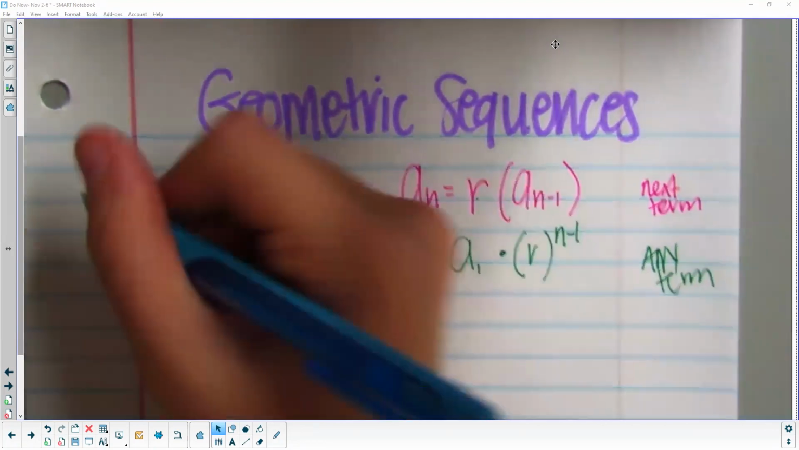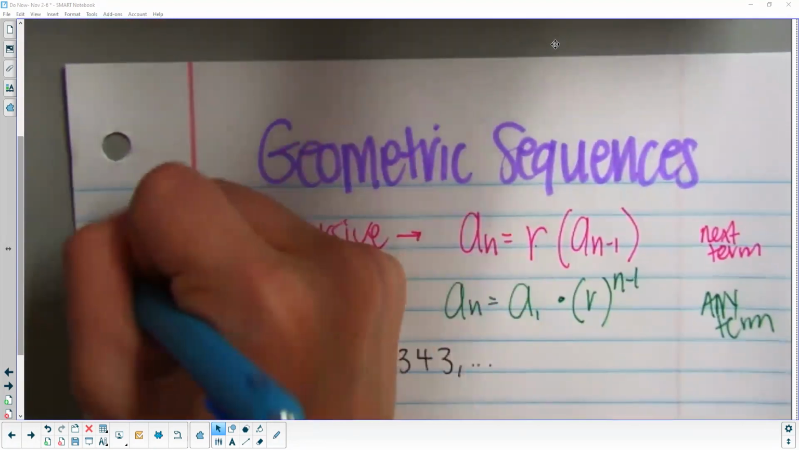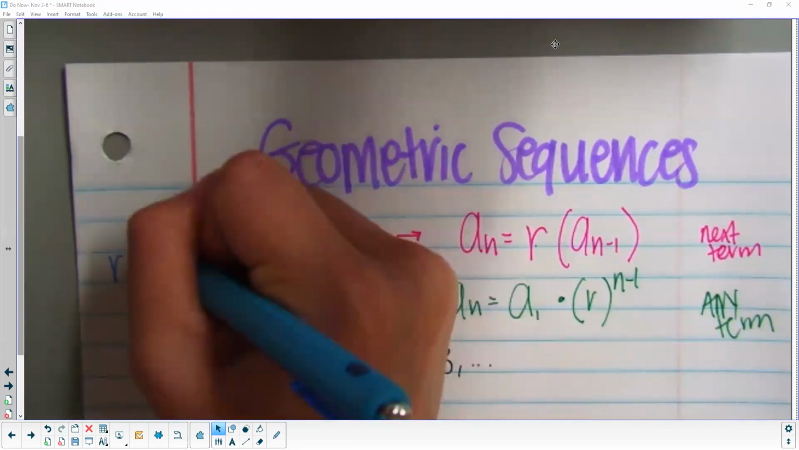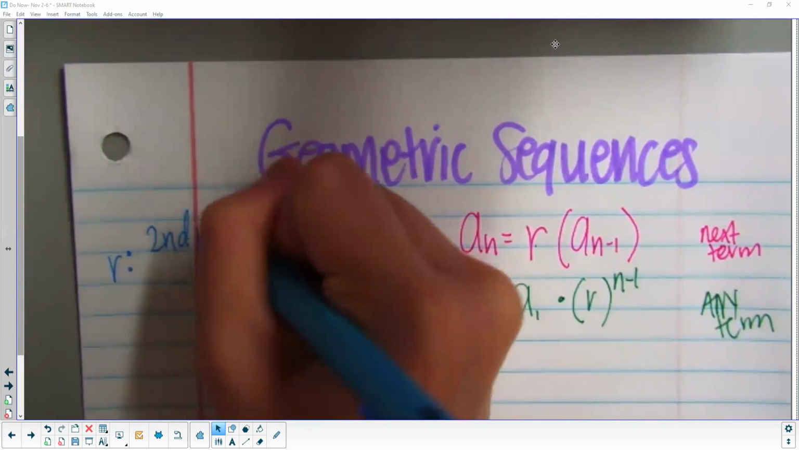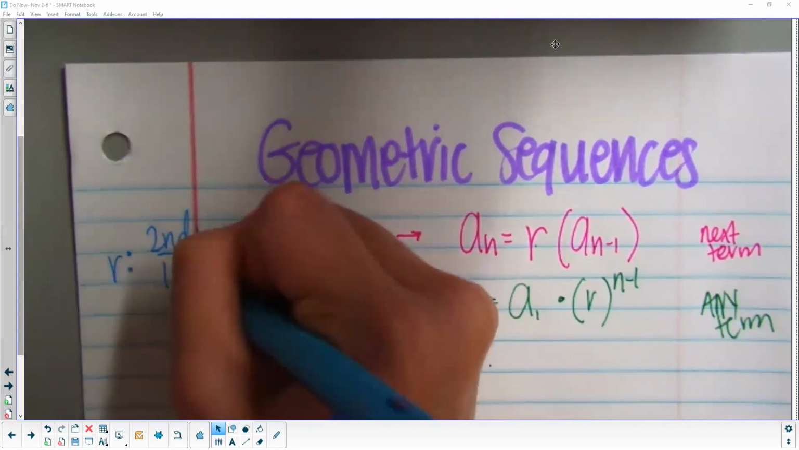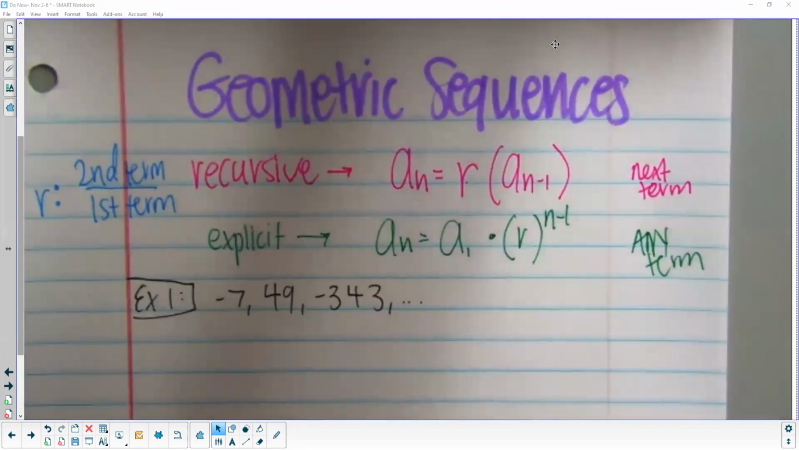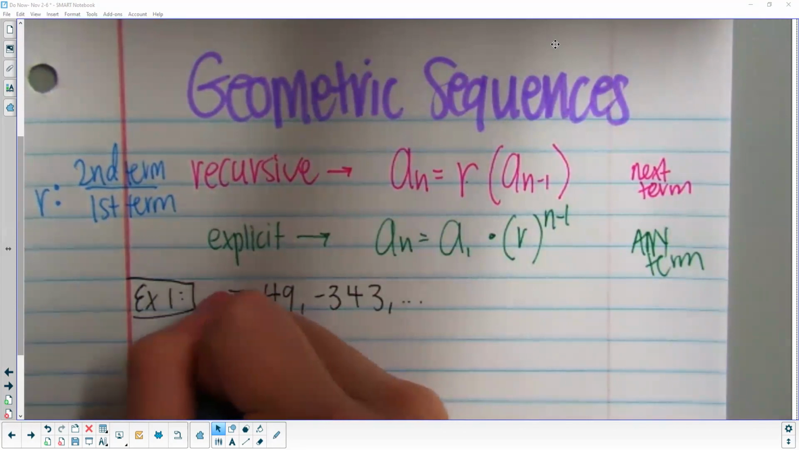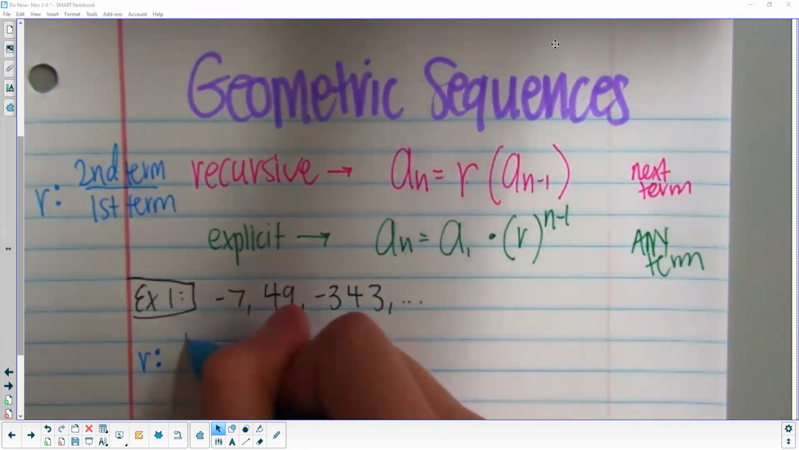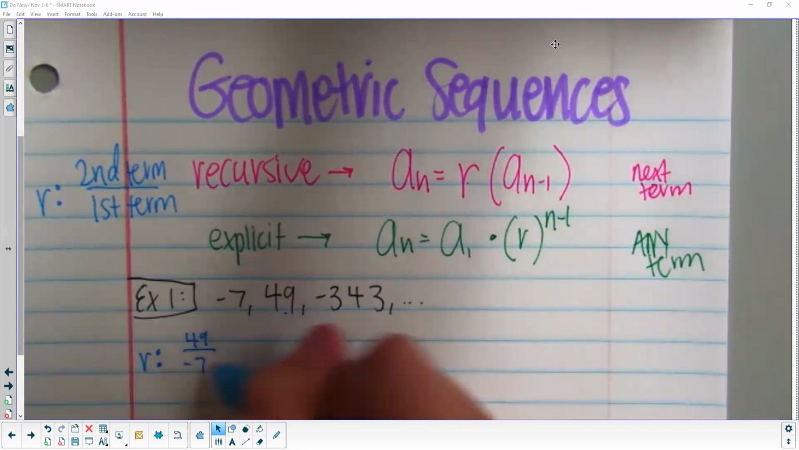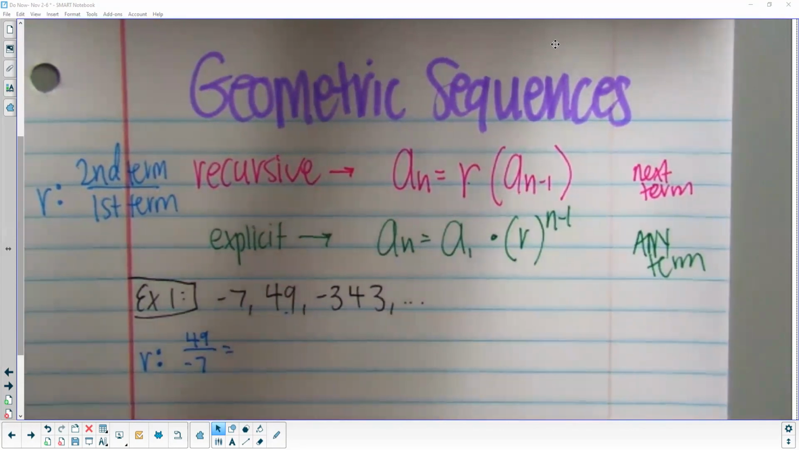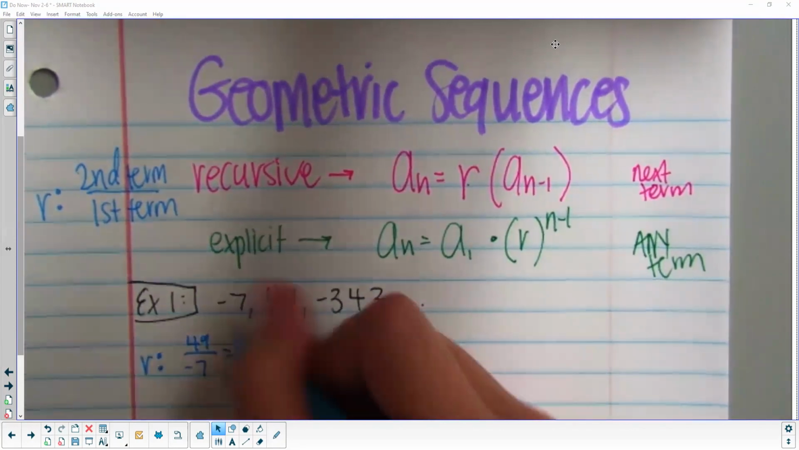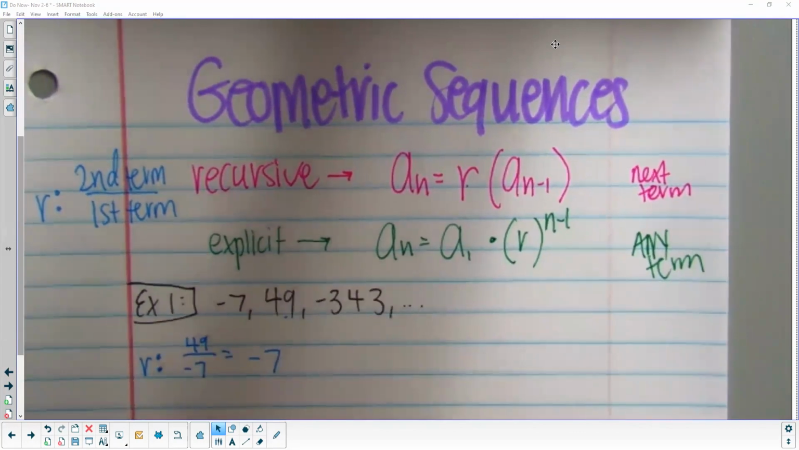Now, R stands for ratio, and it's super important. I should have written this down. All right, our common ratio. You find the ratio by dividing your second term by your first term. That's the first thing that we're going to do here. For example 1, to find our ratio, we take our second term, 49, divided by -7. You can take your calculator and divide this, but it equals -7.